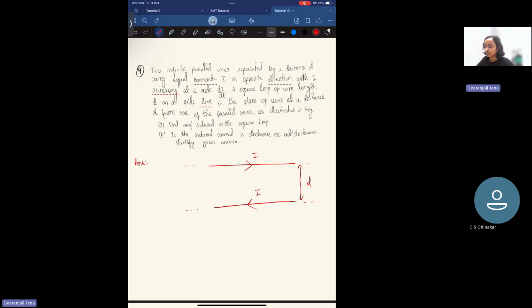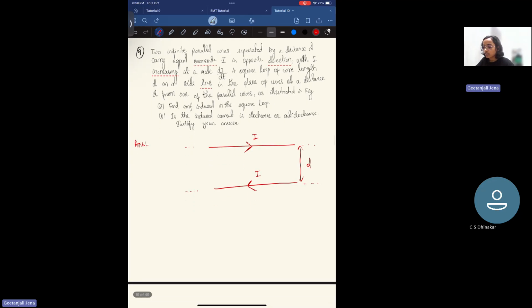So this picture is already given in the question. I forgot to include it. So this is in positive direction, this is in negative direction. And the current is increasing at a rate of di by dt. There is a square loop of wire length d on a side lying in the plane of wire at a distance t from one of the parallel wires. Okay, so let me show the figure first. So this is the square loop at distance t, and the sides of this square loop are also d.